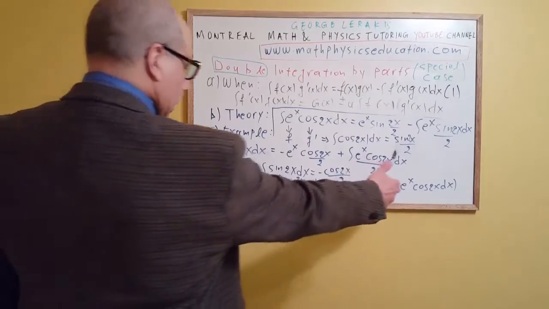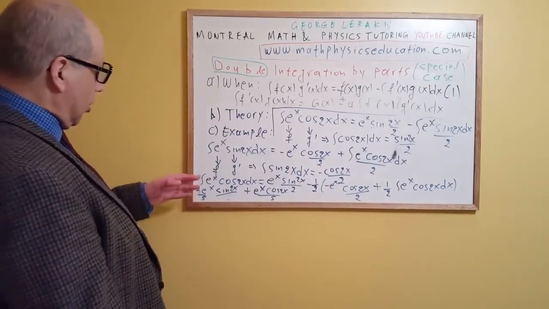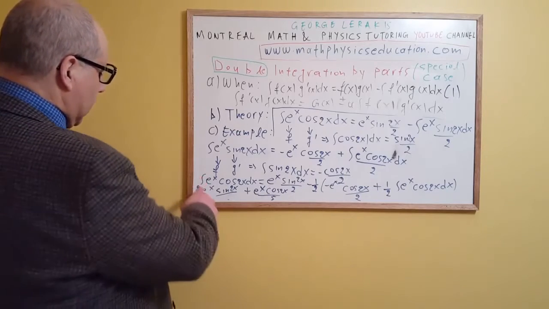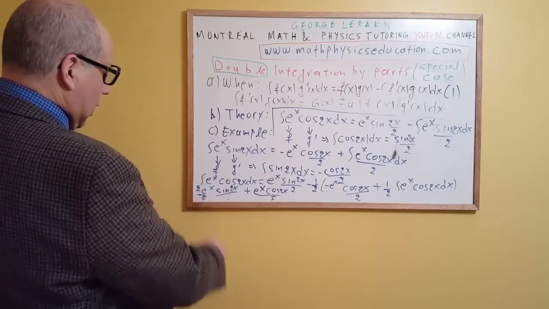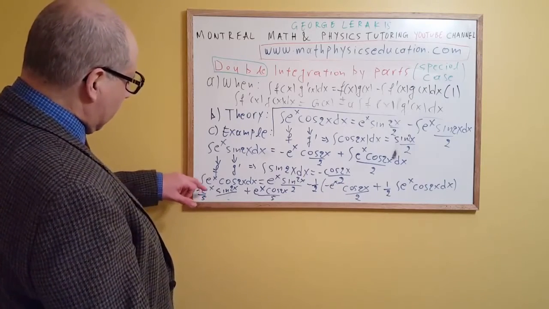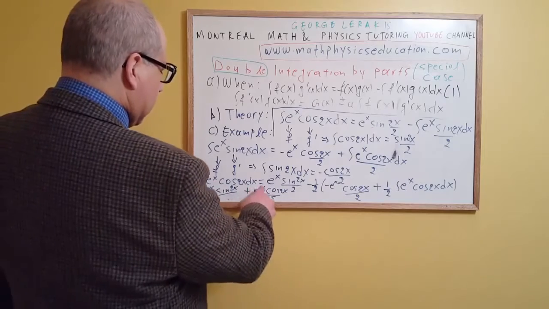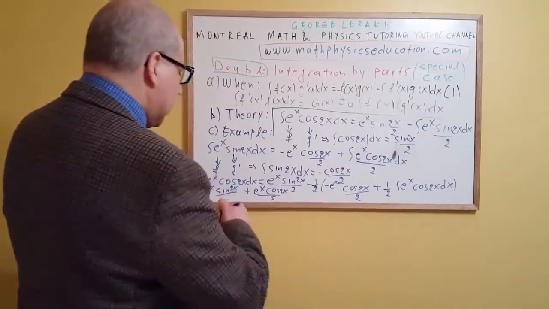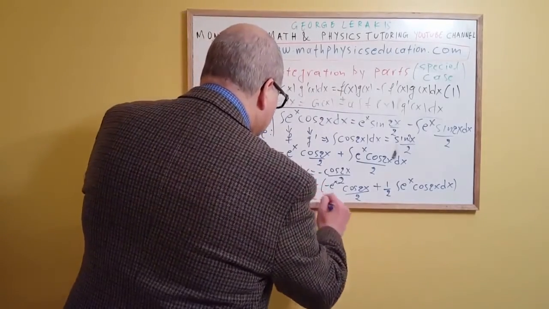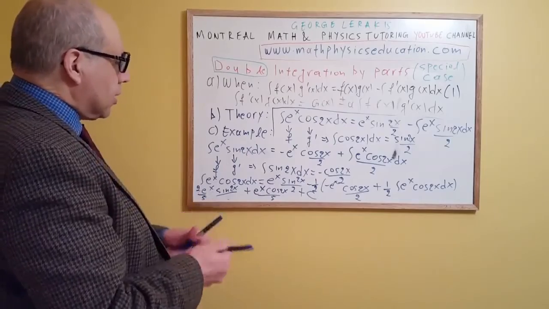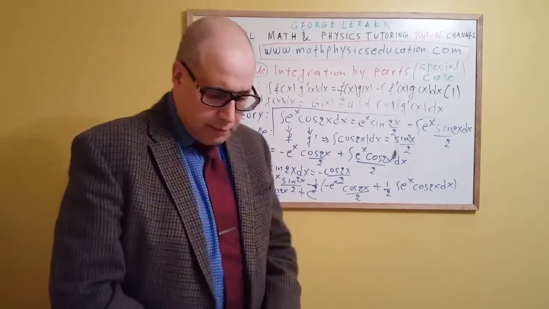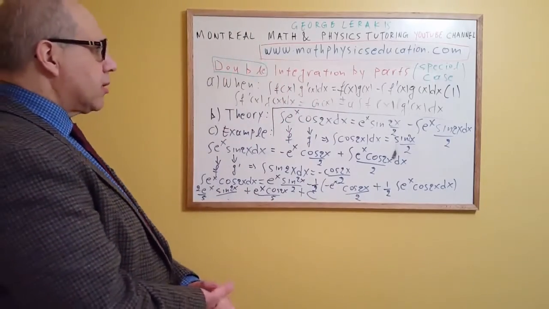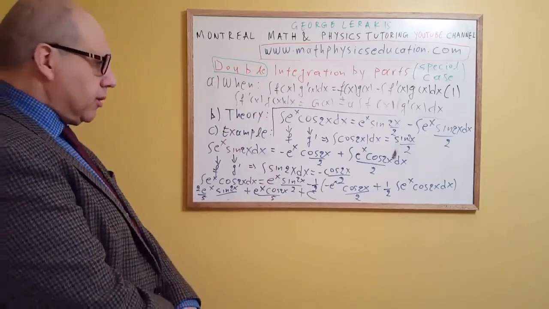If you do these calculations here, you will get that the integral that we were trying to find is equal to 2/5 e to the x sine 2x plus e to the x cos 2x over 5, and of course, sorry that I forgot, plus c, since we're talking about an indefinite integral. So that's how you do this special case of double integration by parts.